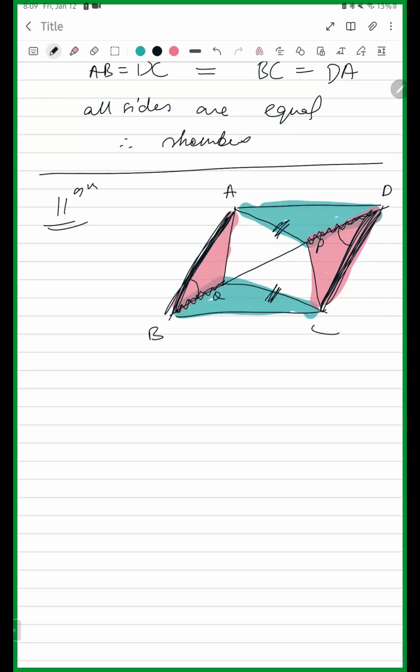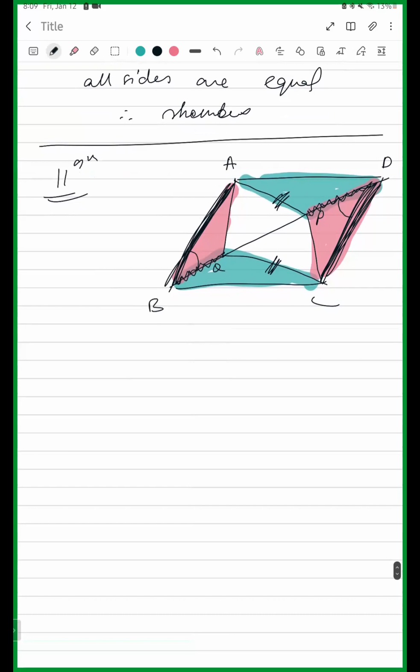Getting it? Yes, ma'am. So now this becomes SAS. This is the side. This is the angle. And this is a third side. So by SAS rule, these two triangles are congruent. Got it? Yes, ma'am. Okay. Then AQ is equal to CP, you can prove because it will be CPCT, right? We have proven the pink triangles to be congruent. So these two will be equal by CPCT. And fifth, all opposite sides are equal.